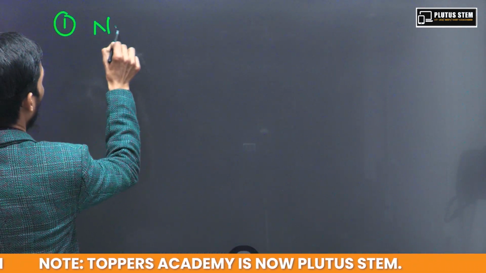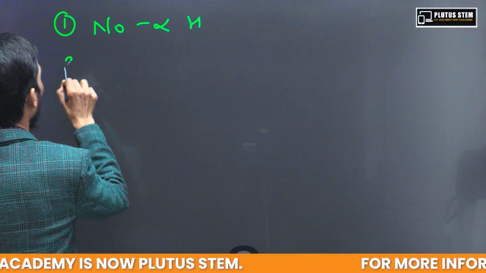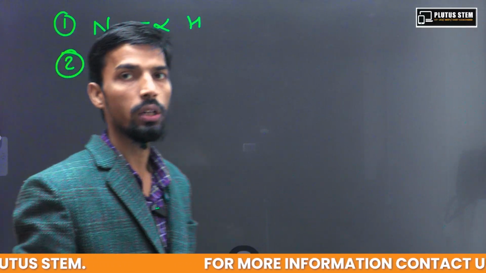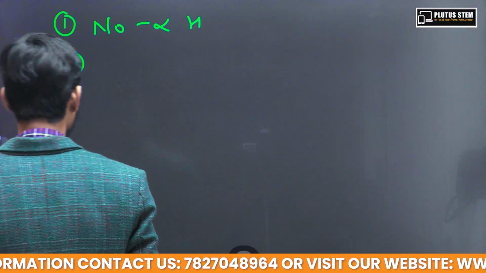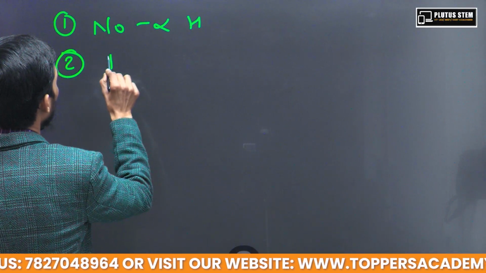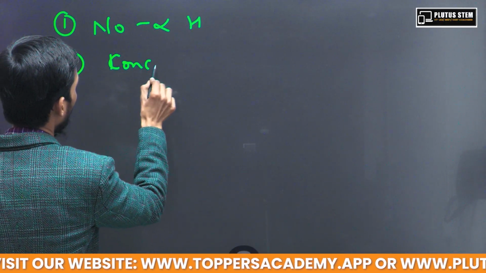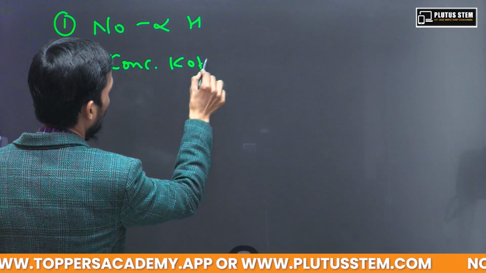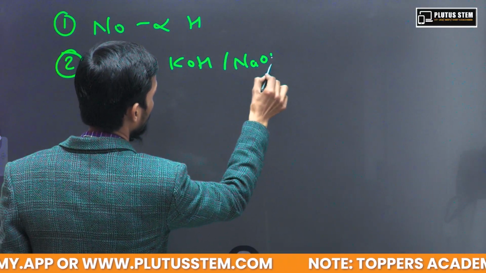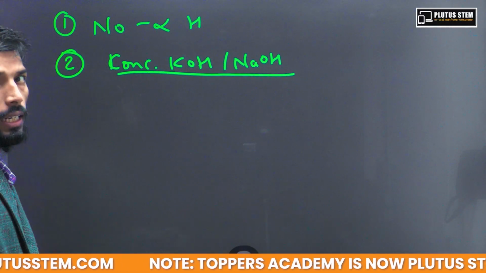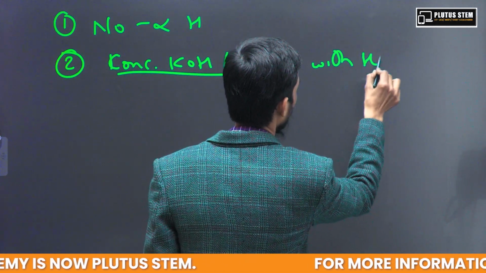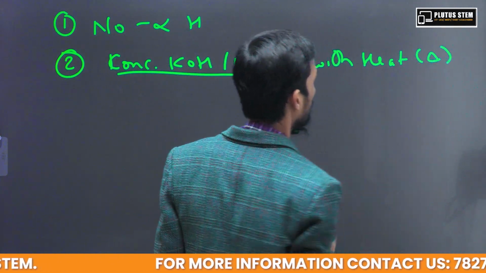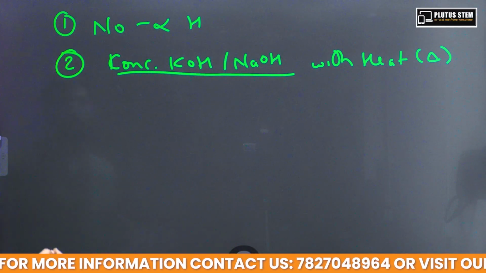So the first point was no alpha hydrogen, and the second point of this reaction is that it must have concentrated KOH or NaOH with heat. Heat is also a necessary condition.